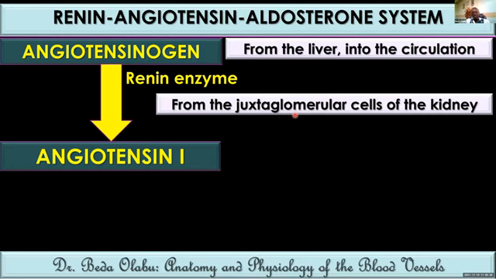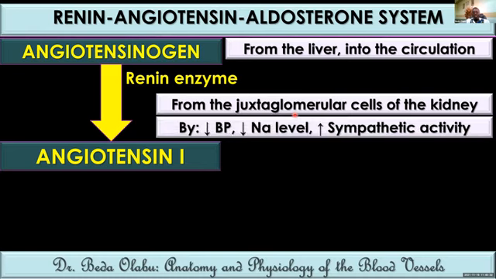In what circumstances will the kidney produce renin enzyme? If the blood pressure falls, the kidney will produce renin. If the levels of sodium in renal tubules are low, that equates to the levels of sodium in the circulation probably being low. The kidney will produce renin as well. Or if you have increased sympathetic activity, the kidney will also produce renin. So in those circumstances, the kidney produces renin.